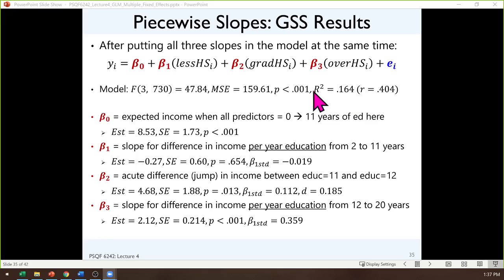The other way to think about this R square is if you unsquare it, make it R. The square root of 0.164 is 0.404. That's a correlation. More specifically, if I were to calculate a predicted y hat for each person as a function of their education, that predicted y hat column would be correlated with the real y column, 0.404.